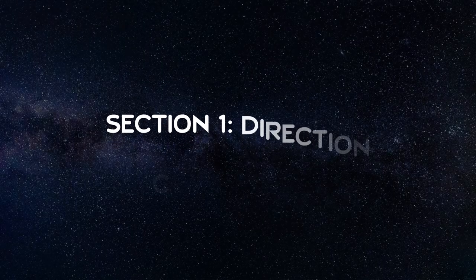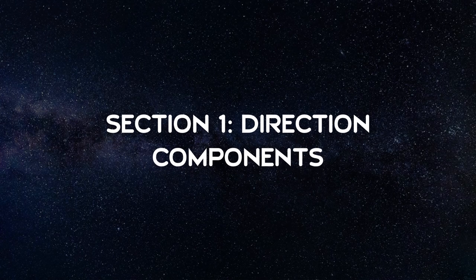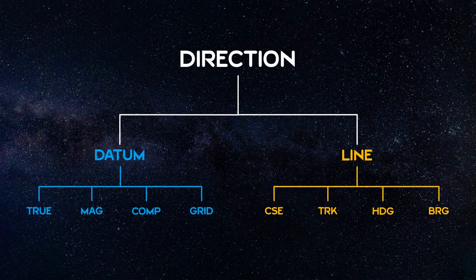Section 1. Direction components. Direction can be divided into two components, which consist of datum and line. Direction datum consists of true, magnetic, compass and grid. The direction line is subdivided into course, track, heading and bearing.